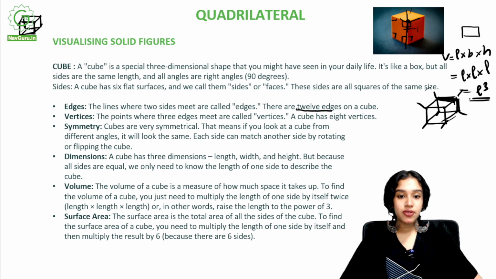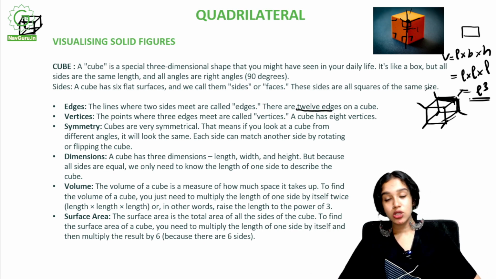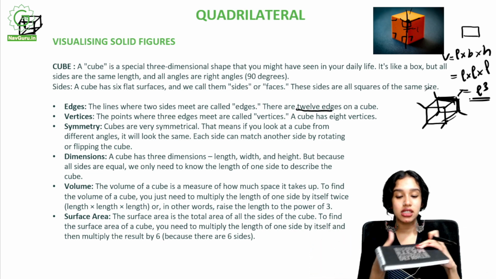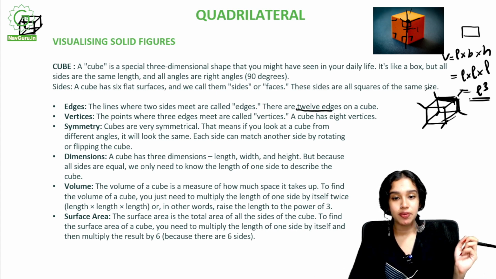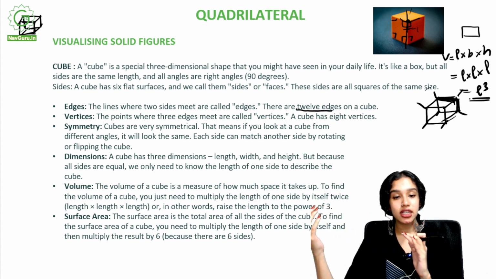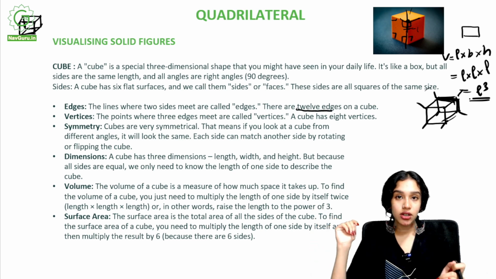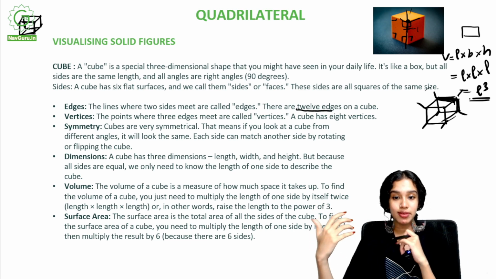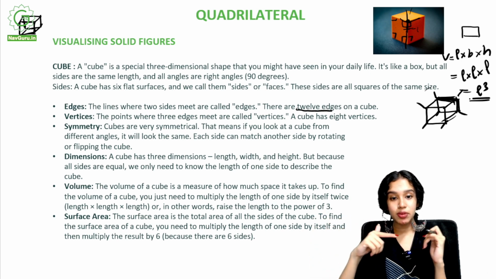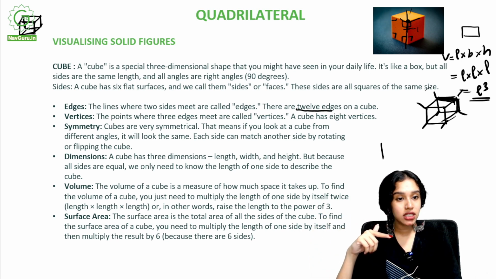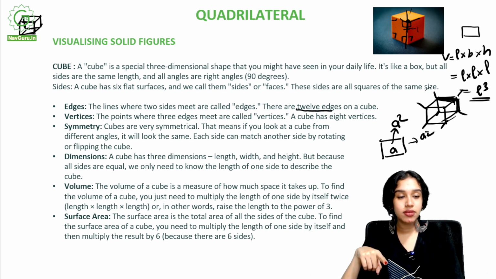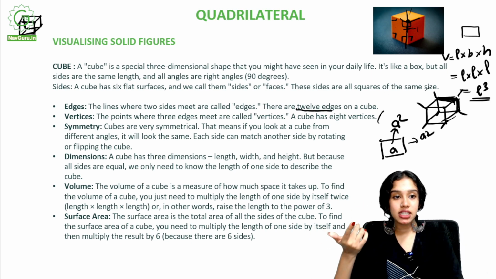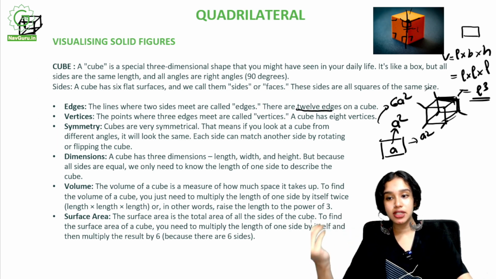Now surface area. The surface area is the total area of the sides of the cube. So what is the surface area? If I am taking a book like this, the whole area which is covered on all the sides of the book is called the surface area. To find the surface area of the cube, you need to multiply the length of one side by itself and then multiply the result by 6. So for one square, the area would be a square. If this side length is a, the area would be a squared. Now if we take 6 sides, we have 6a squared to be the total surface area of the cube.